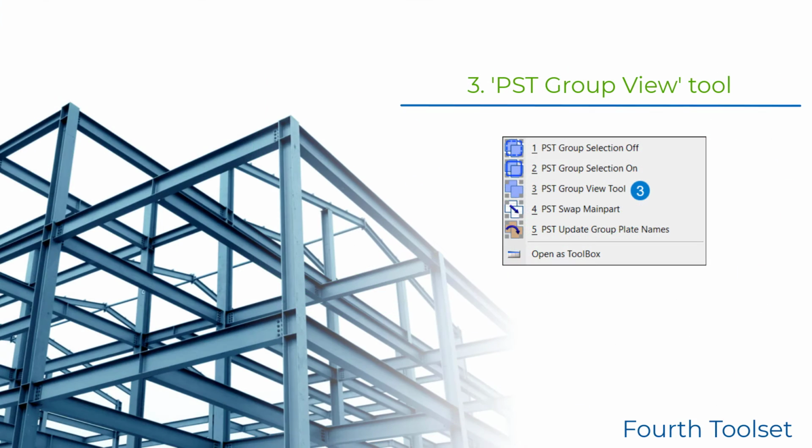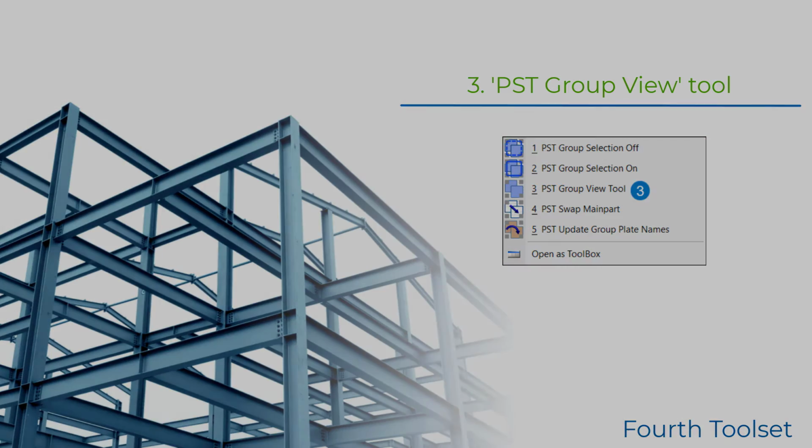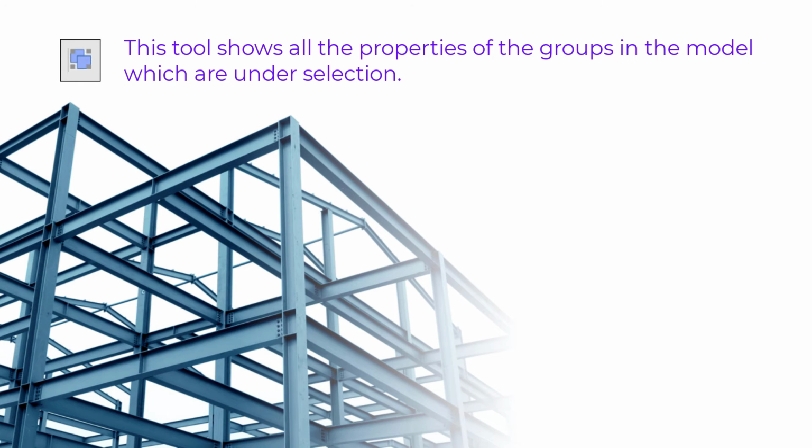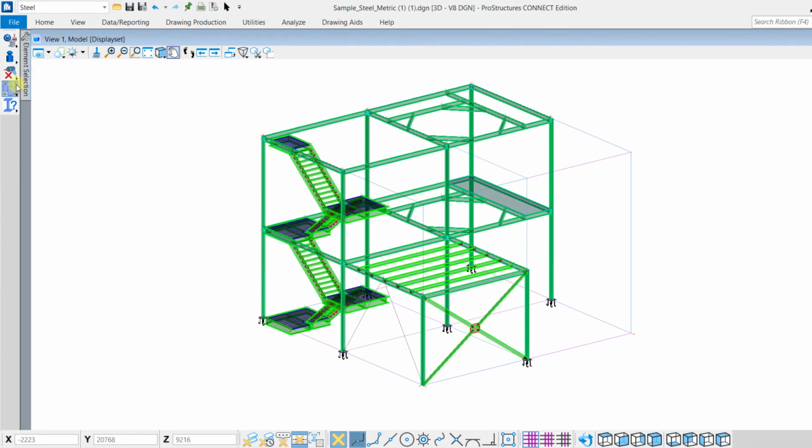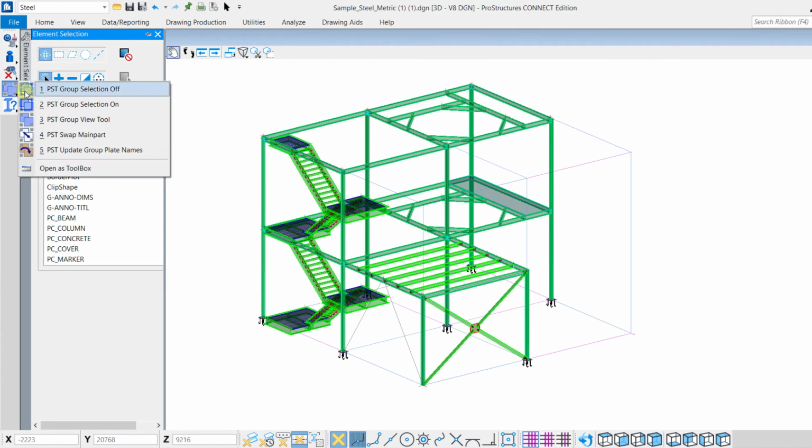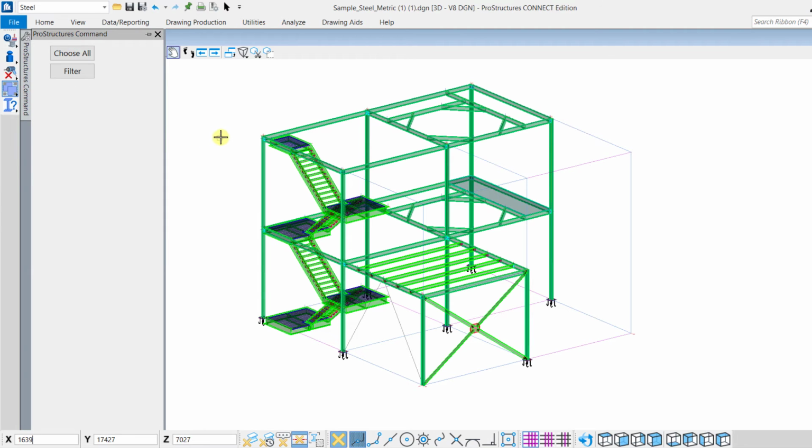The next tool from the toolset is PST Group View tool. This tool helps to display all the groups one after another along with their group properties present under the selection. Select the tool and then select the model. After selection, press the accept button and group display dialog will appear.